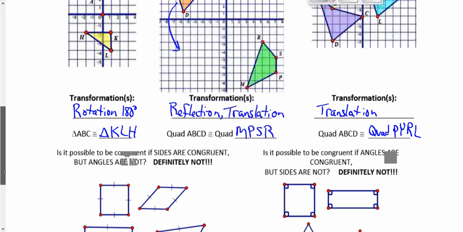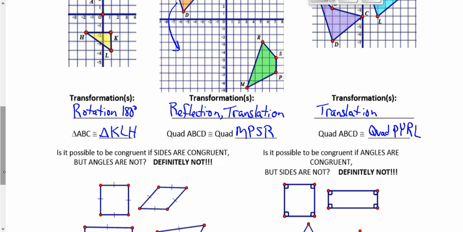Simple enough, right? So any rigid motion or sequence of rigid motions, you'll get congruent figures, and therefore congruent what? Figures are congruent, and their corresponding parts, sides and angles, congruent, okay?